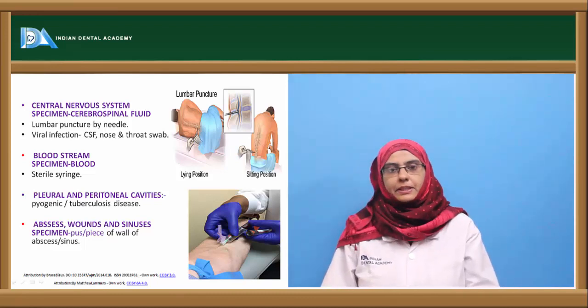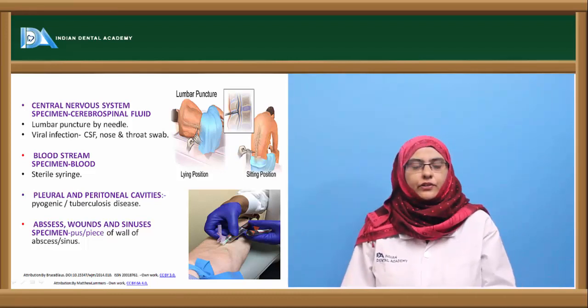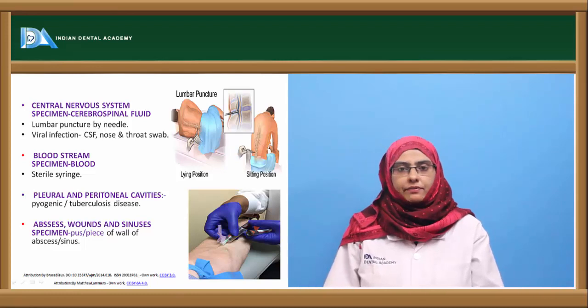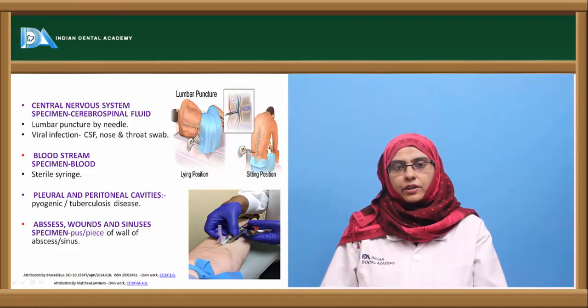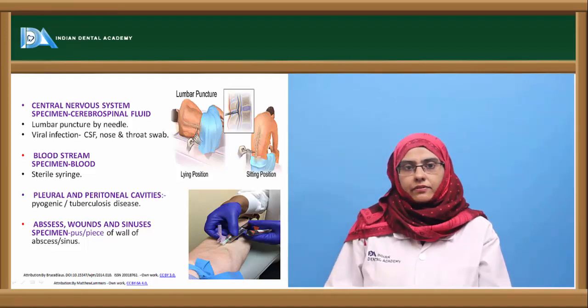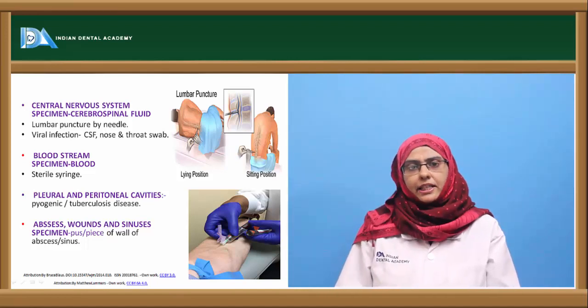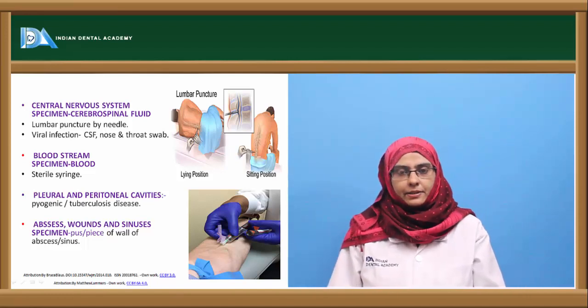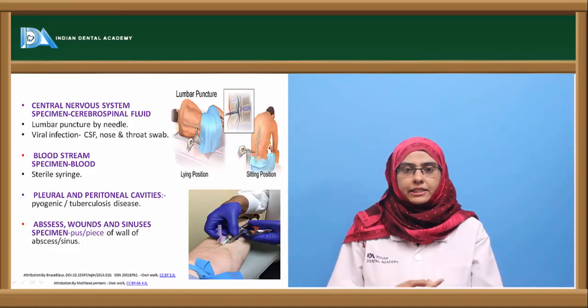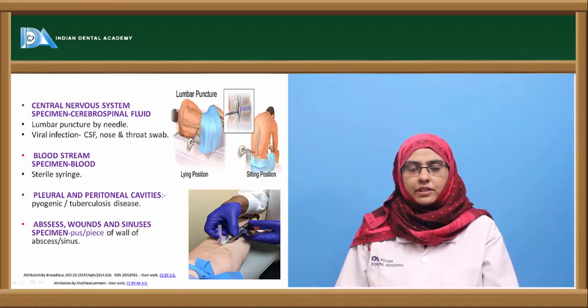Bloodstream specimen. Here the specimen of choice is blood, usually withdrawn from the vein, and here the vein is distended with the help of a tourniquet, and then the area from where the blood is collected is wiped with soap and water, cleaned with an antiseptic, and then the aseptic needle is inserted and blood is collected with the help of a syringe.